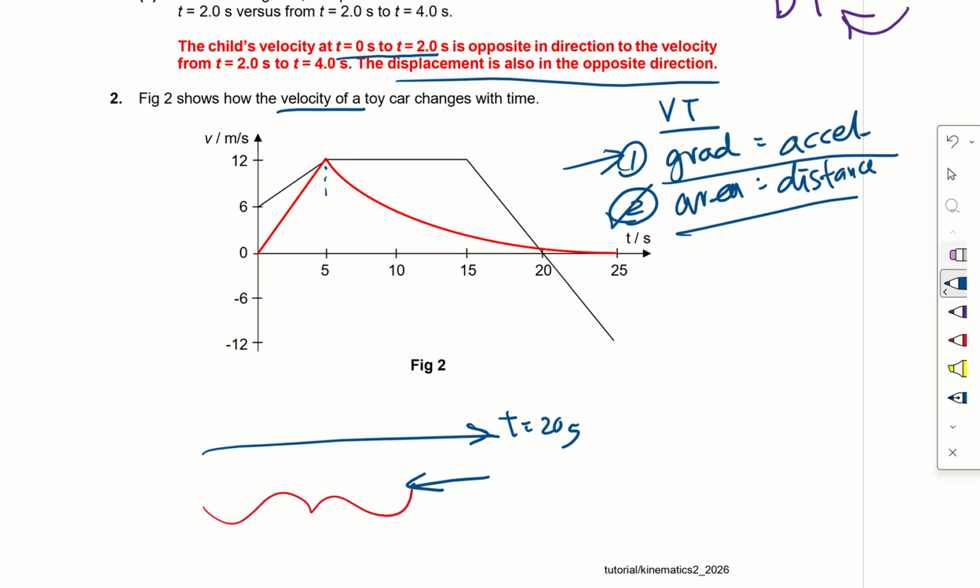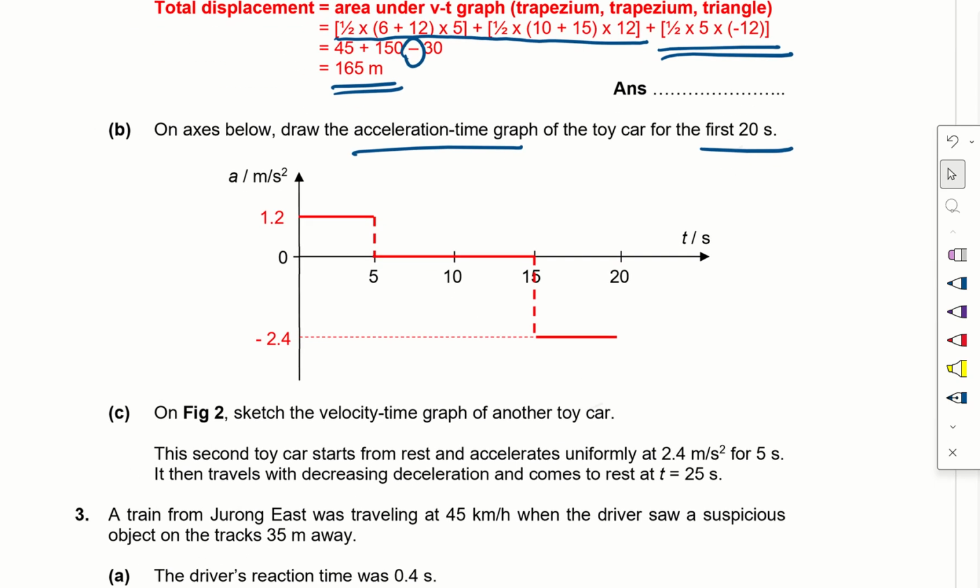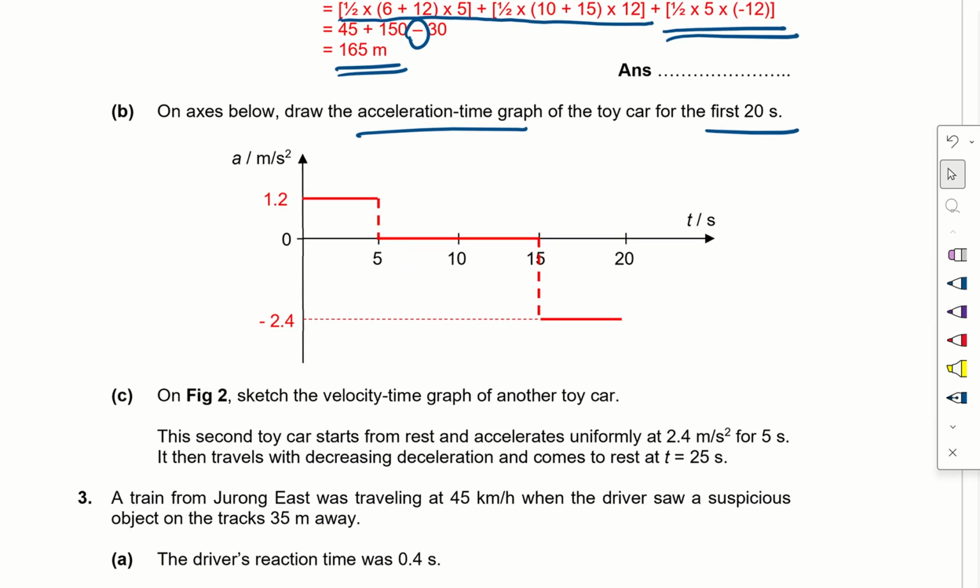We can actually calculate out the gradient for this part A. Let's call this part A, and B and C. Actually, B we don't have to calculate, because the gradient at B is 0. So the acceleration, which is represented by the gradient, is 0. We only need to do for A, and A will be a positive gradient, C will be a negative gradient. So we just calculate the gradient, we should get values like this. And why is it a straight line? Because it is constantly at 1.2 meter per second square for the first 5 seconds.